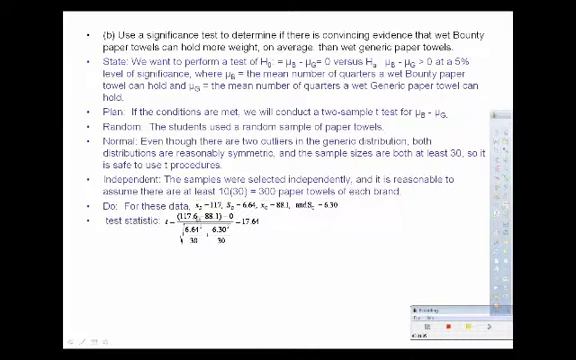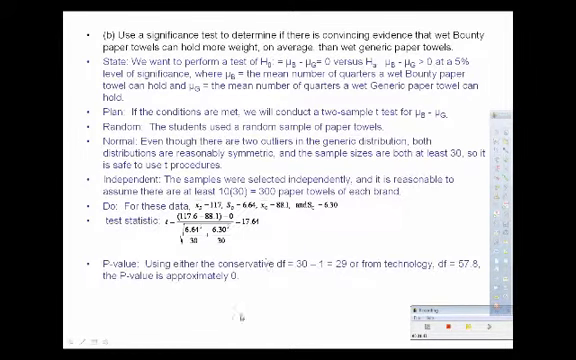Remember, it's the difference in the sample means minus the difference in the population means. And then, of course, this is our variance squared over sample size for both the Bounty and the generic. And when we do, we get a test statistic of 17.64. Okay?